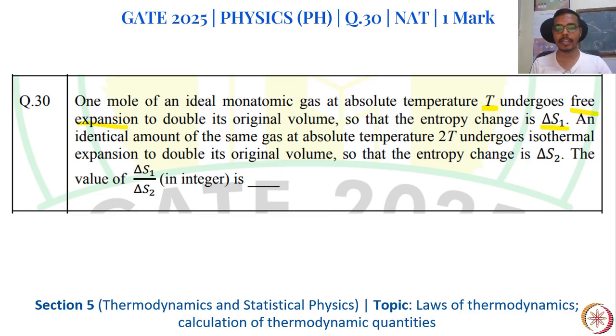Then we have an identical amount of the same gas at temperature 2T, which undergoes isothermal expansion to double its volume again. The entropy change in this case is delta S2. We need to find the integer value of the ratio delta S1 over delta S2.